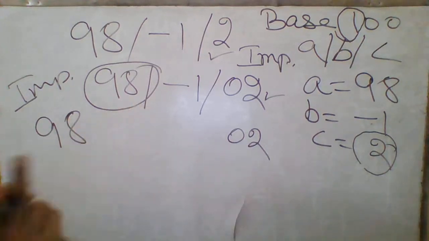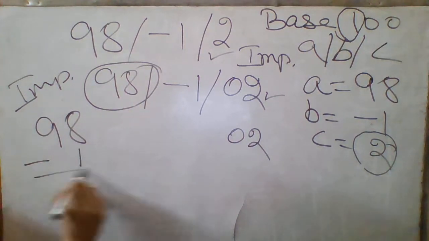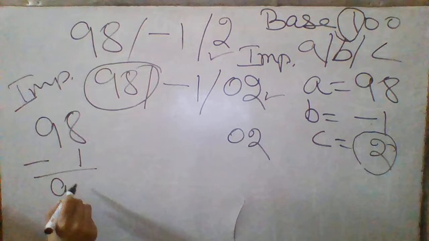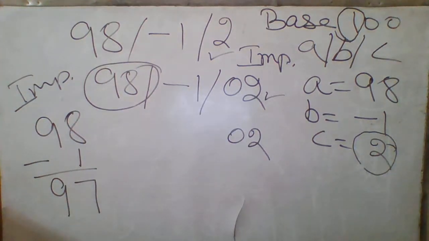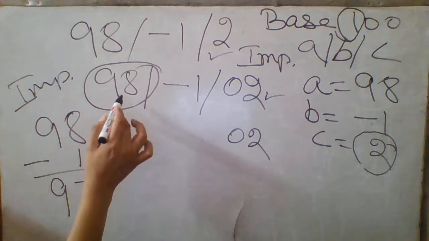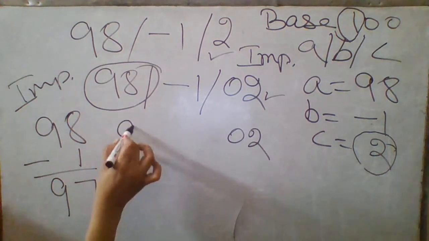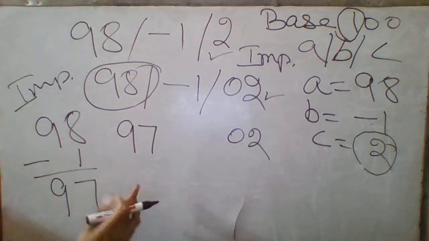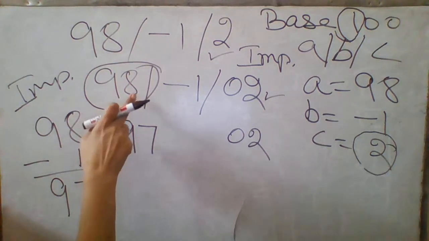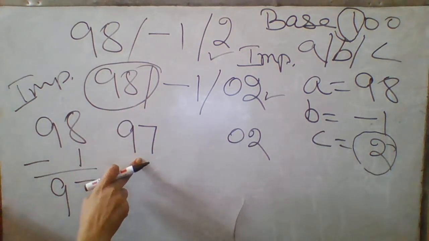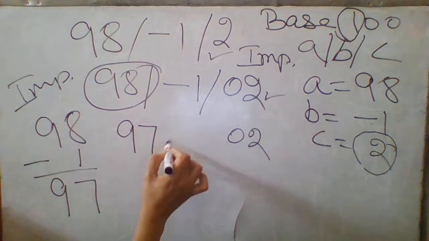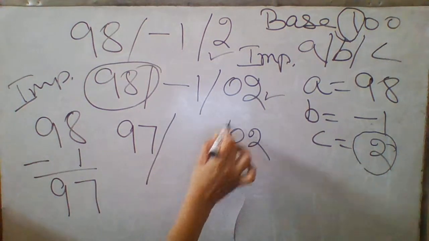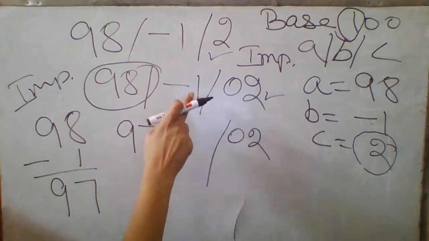If you borrow 1 from here, 98 minus 1. So what will be left here? See, 97 will be left here. So right now, in place of this 98, I am going to write 97, because I will borrow 1 from here. This will become 97. Now I have to solve this.